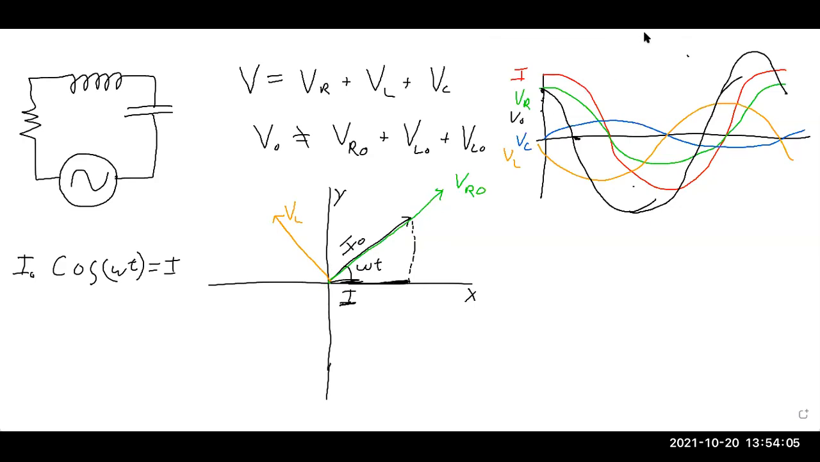And if I wanted to put in the voltage across the capacitor, the voltage across the capacitor is always 90 degrees behind the current. The current peaks, then the voltage across the capacitor peaks. So that would be our voltage across the capacitor.